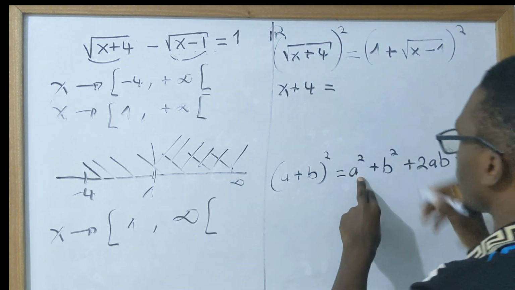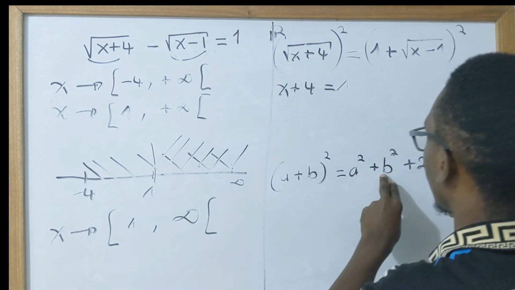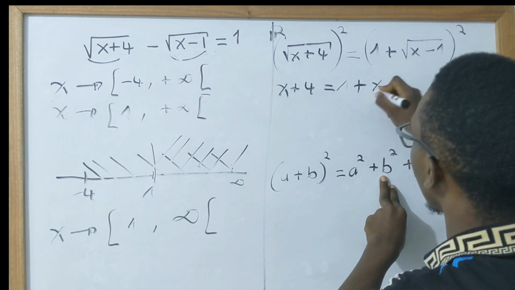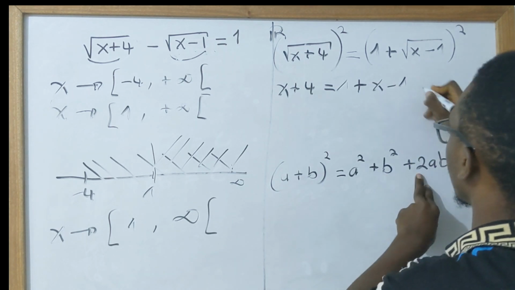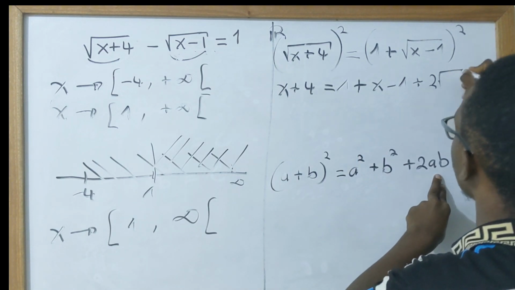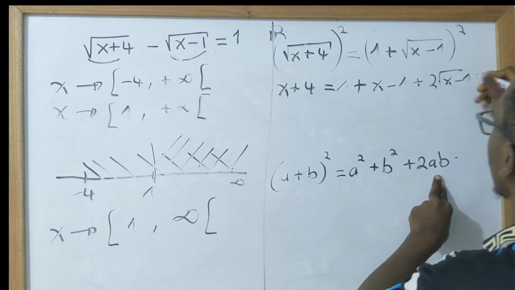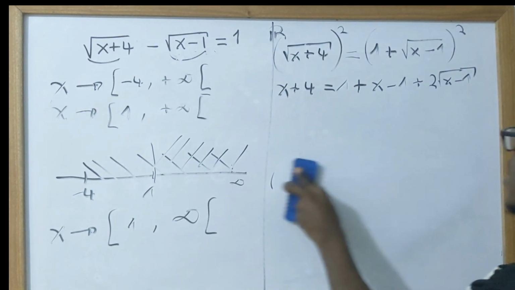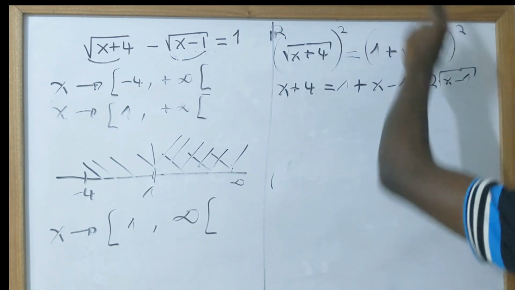Our a is 1. That will be 1 squared plus b squared, that is x minus 1, plus 2ab, that is 2 times 1, that will be 2 times the square root of x minus 1. You see that using this formula is quite easy to solve it. And you are having this as our answer at this point.